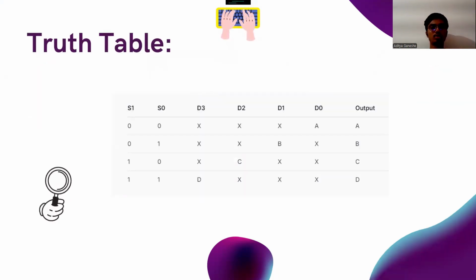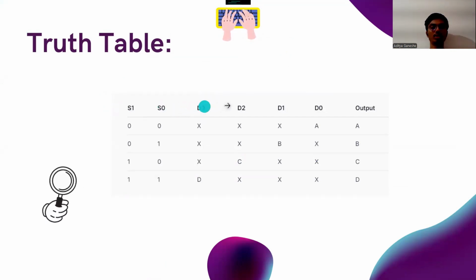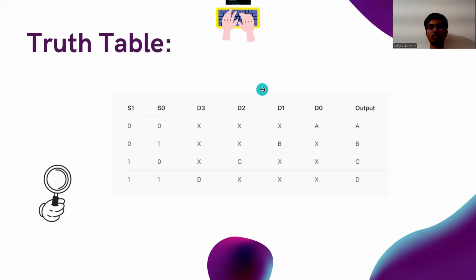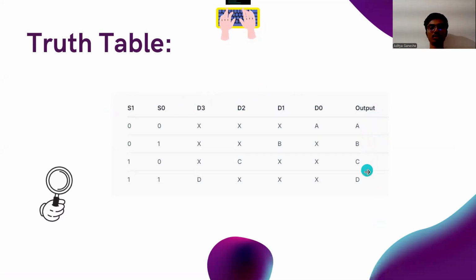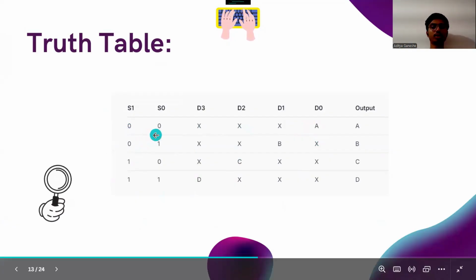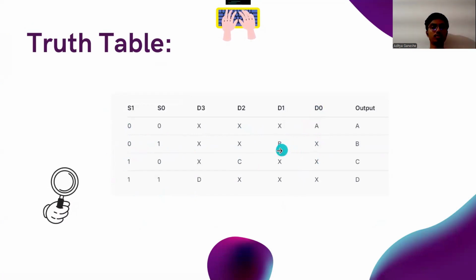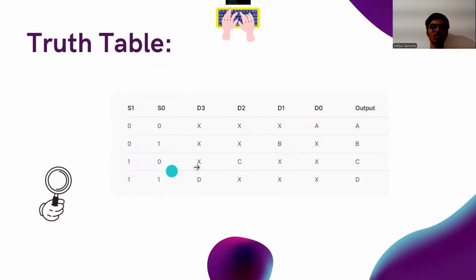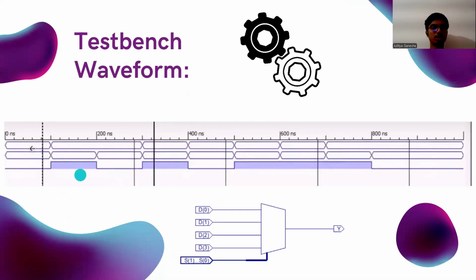So this is the truth table of the 4 is to 1 mux. S0, S1 are the select lines, then D3, D2, D1, and D0 are the inputs which we are given. And in this case, the output is coming as A, B, C, and D. For the 00 condition, D0 will be 1. For 01, D1 will be 1. For 10, D2 will be 1. And for 11, D3 will be 1. Likewise, the table will be formed. And looking towards the test bench waveform, this is the test bench waveform from Xilinx.